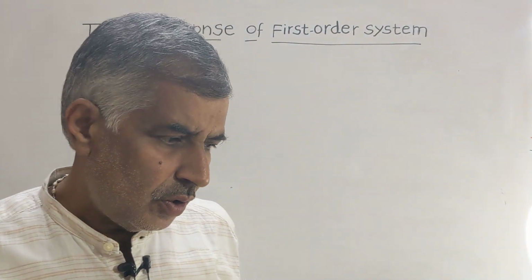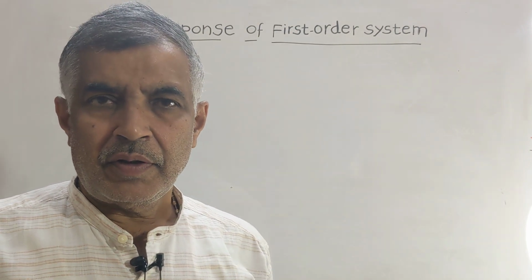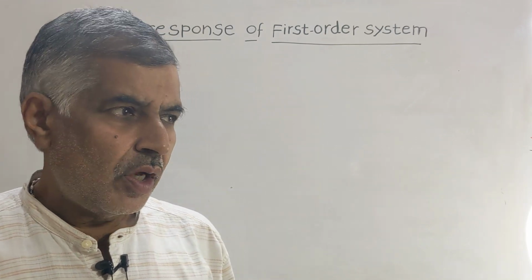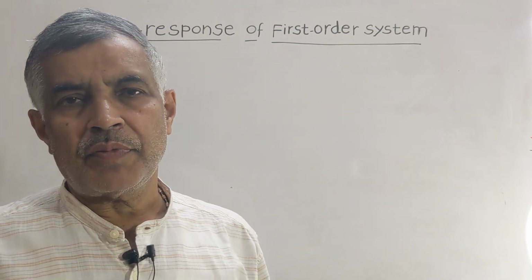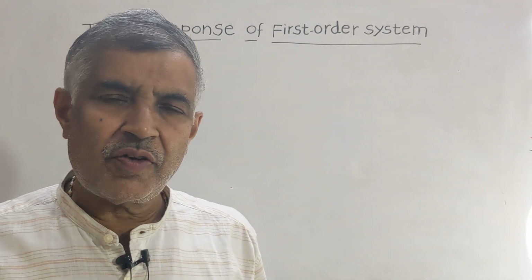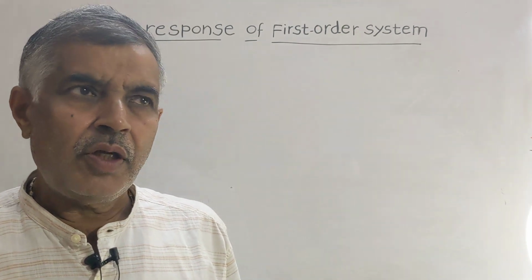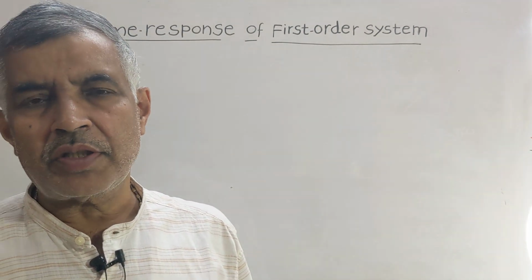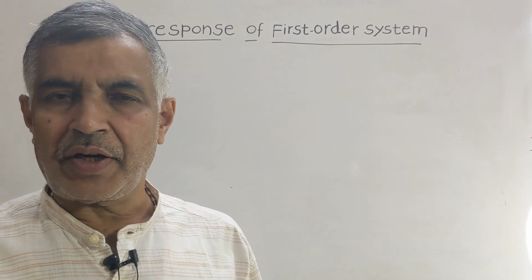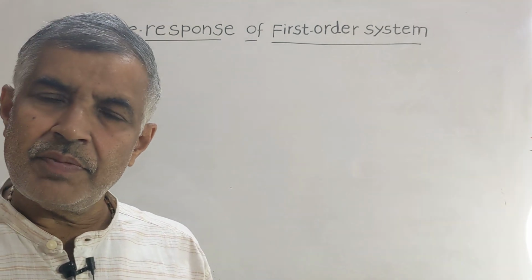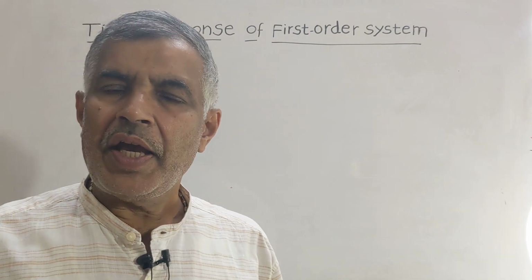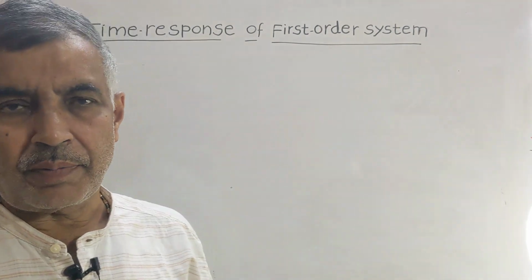As you know, control systems are classified on different bases. One such basis is order. What is the order of a control system? The highest power of s in the denominator of the transfer function is what is called the order of the system. Now, first order, second order. In control systems, we restrict our study to only first order systems and second order systems. First order system is going to lay down the foundation for second order system. Higher order systems are approximated to second order.